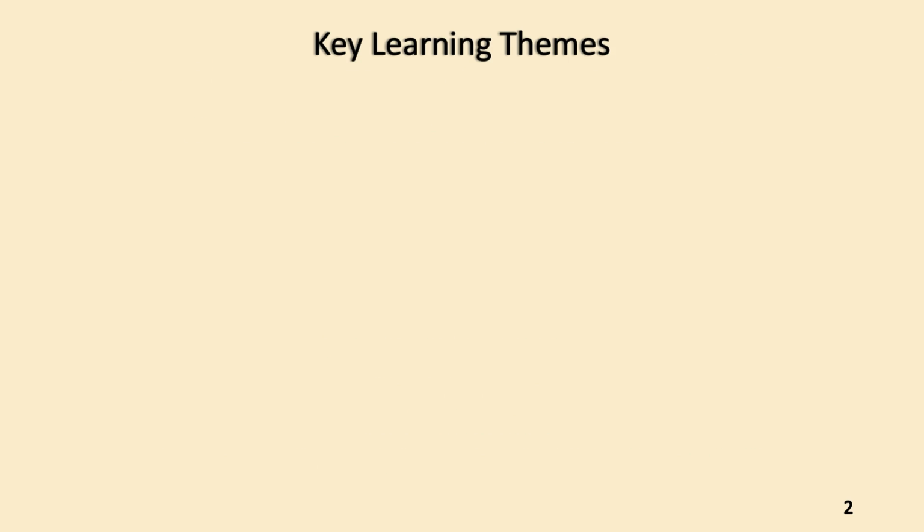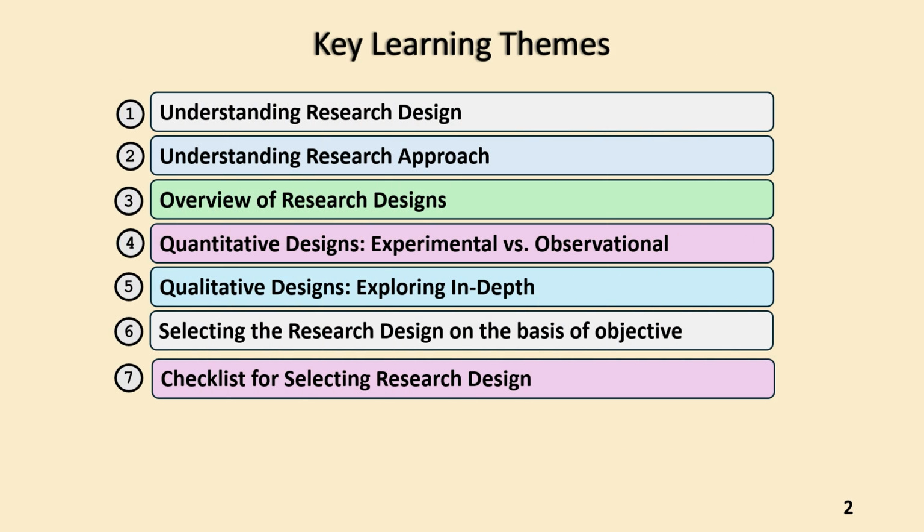So let us discuss the key learning themes for today's lecture. Understanding research design, understanding research approach, overview of research design, quantitative design, experimental versus observational, qualitative design, exploring in depth, select the research design on the basis of objective, and checklist for selecting research design. So let us discuss all these key learning themes one by one. So let us begin.